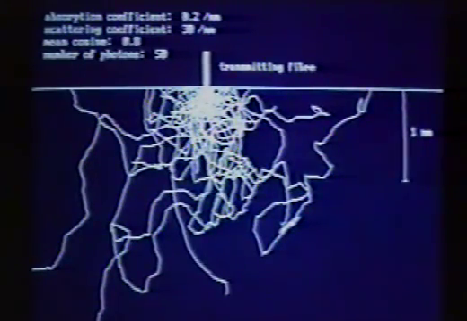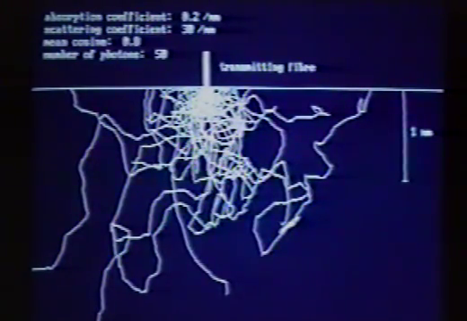Now this is a very simple simulation. We are using here, in this case, 50 different photons, and this is two-dimensional scattering. In reality, we are of course making three-dimensional scattering, but this is just to show you how it may look on a computer screen.